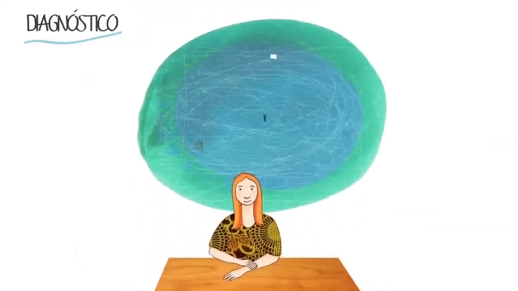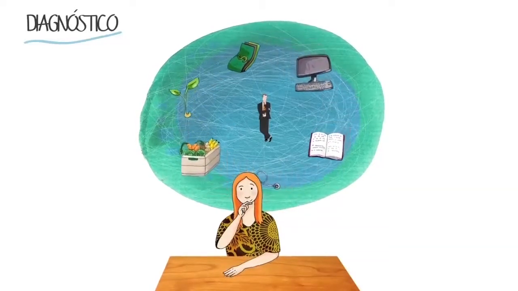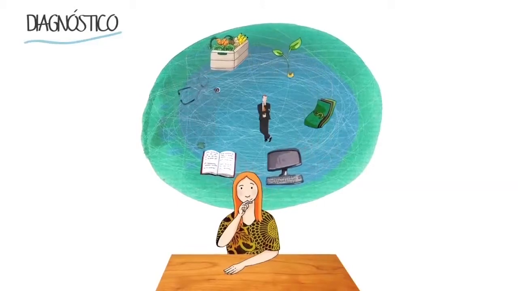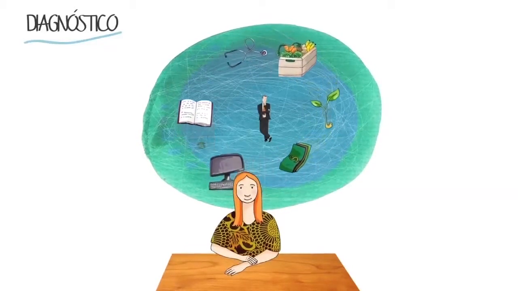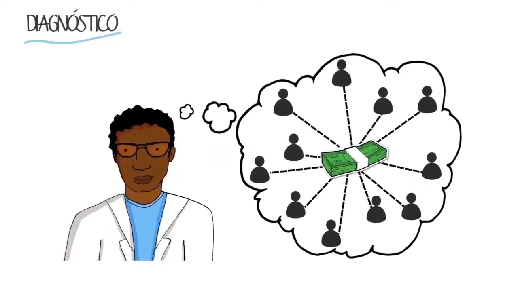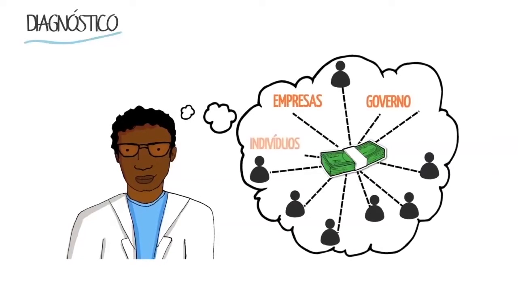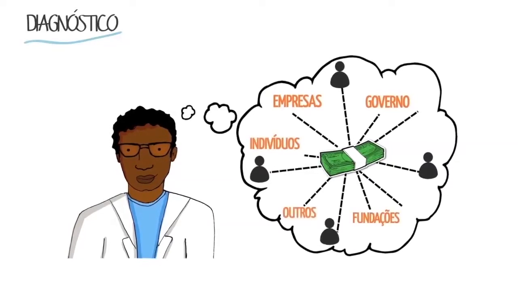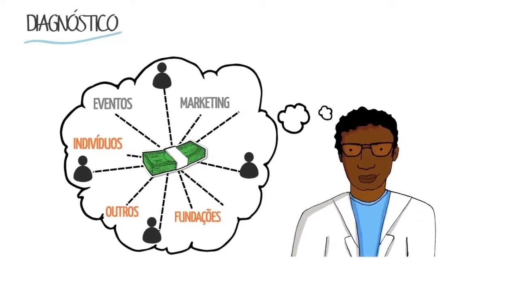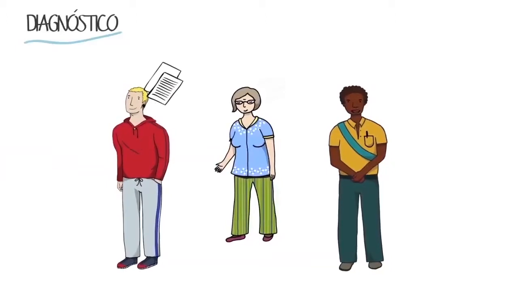In this step, a kind of photograph of the history of the fundraising is made. The diagnosis brings up relevant records about its past and about the current moment of the fundraising, which will be the base for the next steps. It is time to: 1. Analyze how the fundraising has been done by the institution and from what sources: company, government, individuals, foundations, among others, and different techniques, events, marketing related to the cause, crowdfunding, among others.